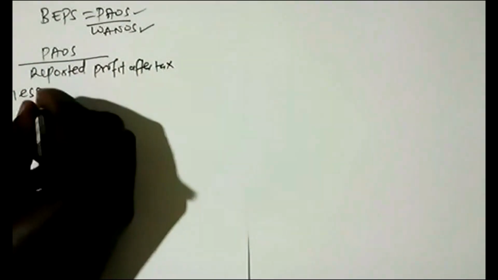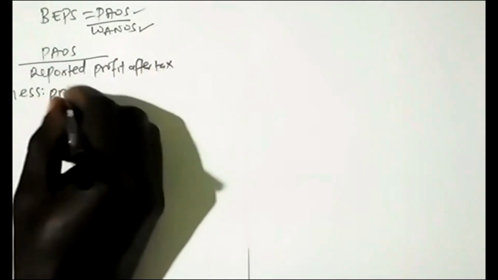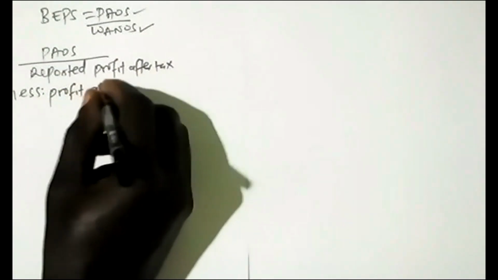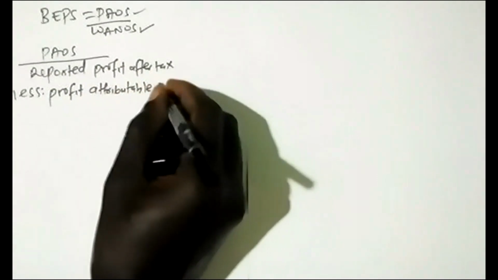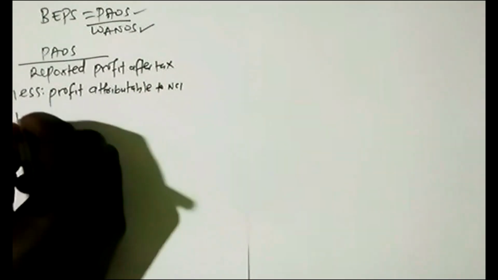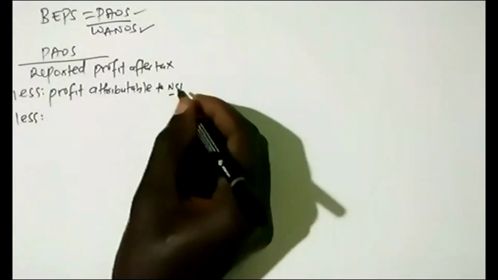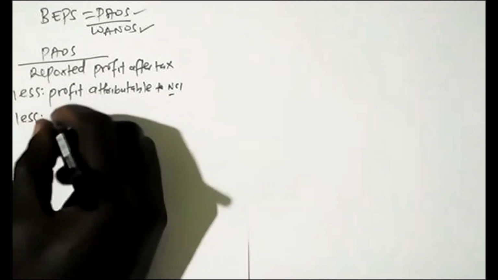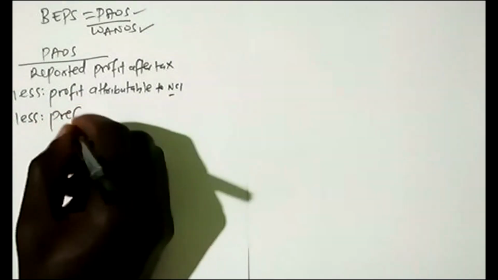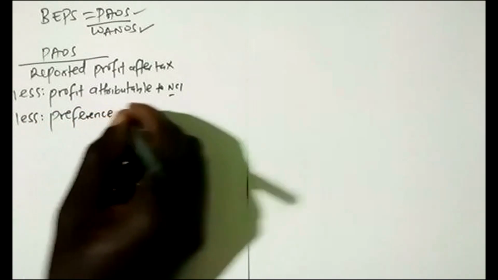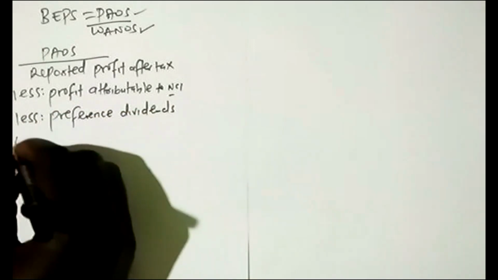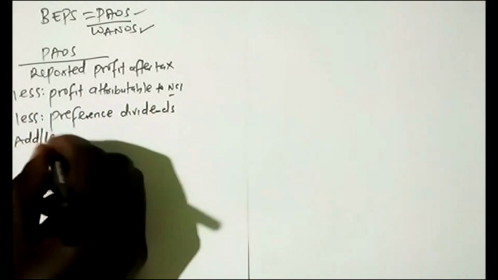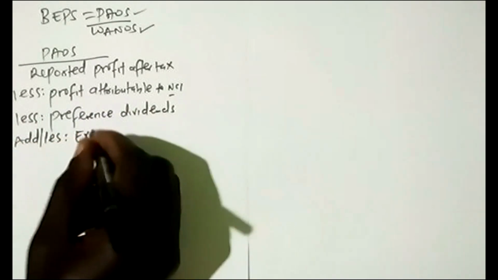After the reported profit after tax, you are supposed to deduct the profit attributable to NCI, that is the minority interests. Then you deduct the preference dividends. Then you add or deduct extraordinary items. This is the formula.